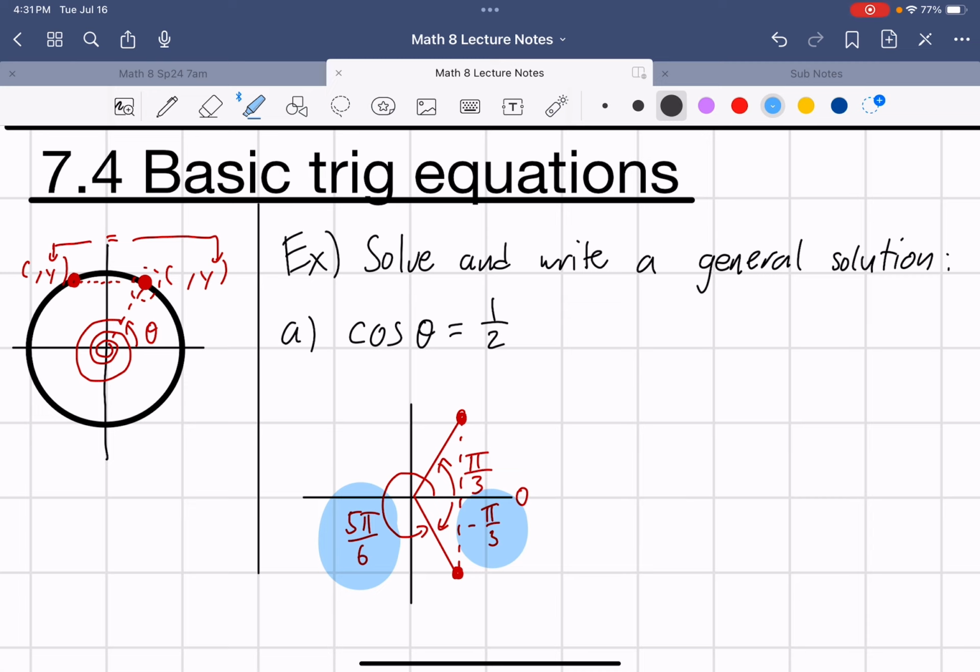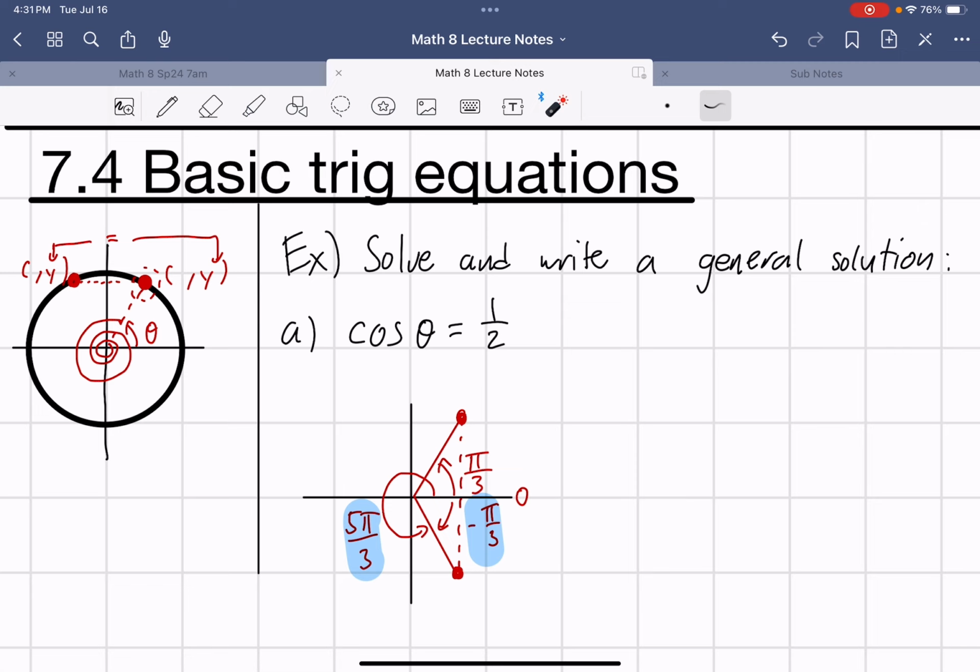Or sorry, I made a mistake. It's not 5 pi over 6, it's 5 pi over 3. So even though 5 pi over 3 and negative pi over 3 are the same position, one took a much longer path to get there. So they are different solutions, but the position is unique.